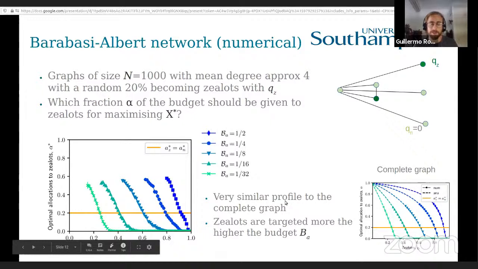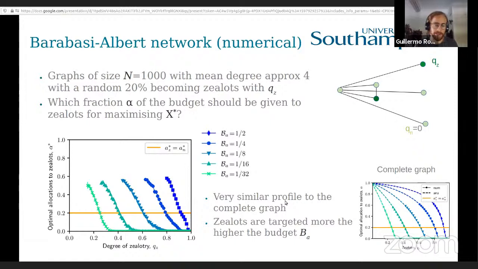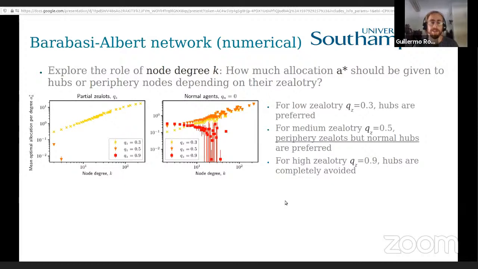If you have a high budget, you go for Zealots. If you have low budgets, you go for normal agents, and there's the same interplay. So the topology doesn't seem to affect that much when it comes to this question of how much is given to Zealots and normal agents. However, if we dig a bit further and we look at the role that node degrees have, and in the interplay of Zealotry and node degree, we get a more interesting pattern.